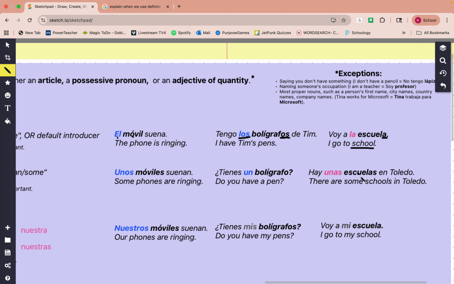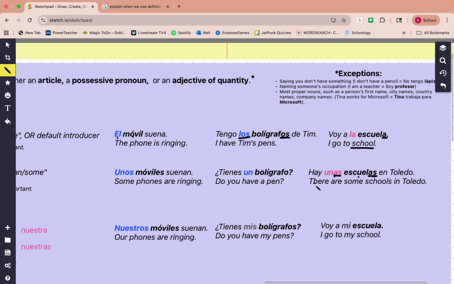For example, here I'm talking about multiple schools, so I can say unas escuelas, because escuela is feminine, and then we made it plural by adding an S, since it ends in a vowel. So we have escuela, which is feminine and plural, and we're going to introduce it with unas, which is also feminine and plural. Now, why did I use the indefinite article instead of the definite article?